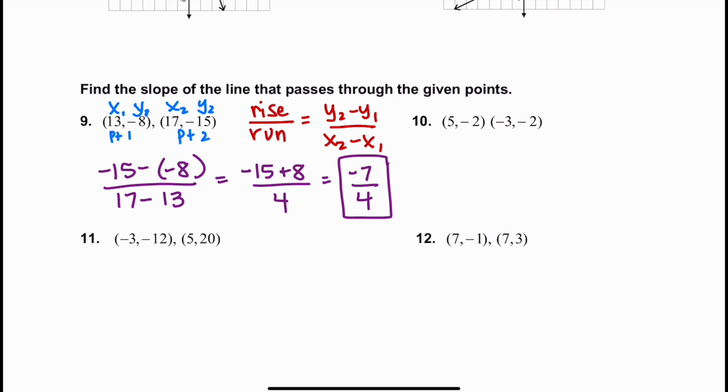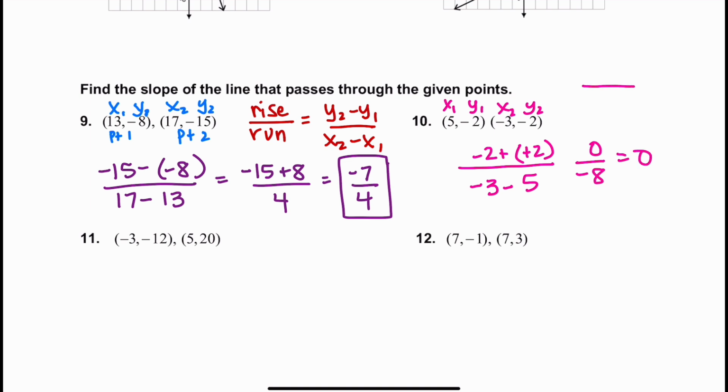Now number 10, we're going to use the same equation, the y2 minus y1 divided by x2 minus x1. We write x1, y1, x2, y2. We take our y2, which is negative 2, minus our y1, which is a negative 2. Keep in mind you have to write both negatives. And then x2 is negative 3 minus 5. Now, in our numerator, a negative and a negative make a positive, so I have a negative 2 plus 2 is going to be a 0 over negative 8, which is a slope of 0.